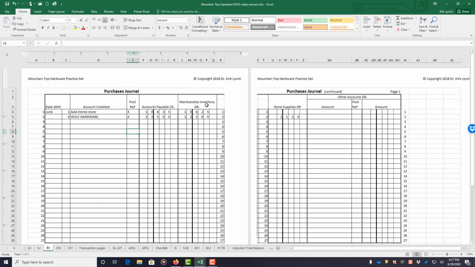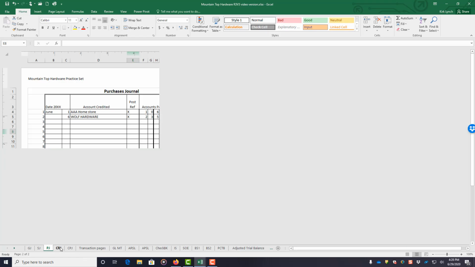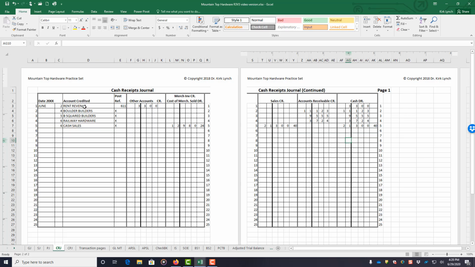So accounts payable, merchandise inventory, and store supplies, all of these columns that have account names at the top, and whether it should be a debit or a credit entry, those column totals get posted one time at the end of the accounting period into our general ledger. The columns that say other accounts, you should have been posting as you went along into your general ledger. For example, in your cash receipts journal, this particular entry was for rent revenue in the other accounts column, and we should have already posted that to our rent revenue account.